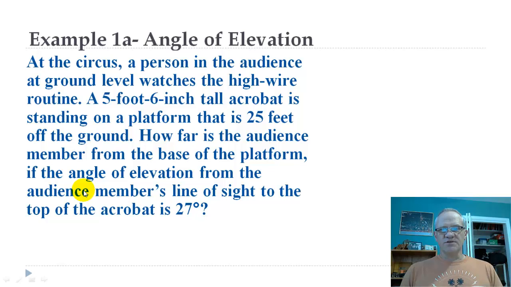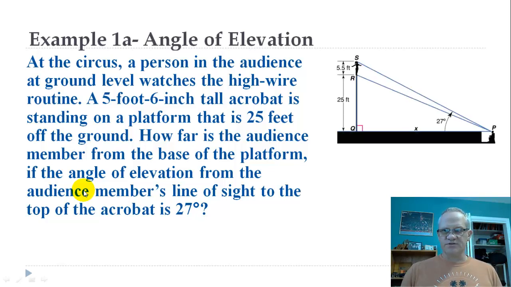In all of these situations, the best thing is to go ahead and draw a little picture or a diagram. In this one, there's one that's been drawn for us, so let's put that up. It'll save us some time. Let's go through and see how we would have set this up. There's a person at ground level over here, watching a high wire routine. Here's the acrobat up here on a 25-foot platform. So here's the platform up 25 feet, and we've written in 25.